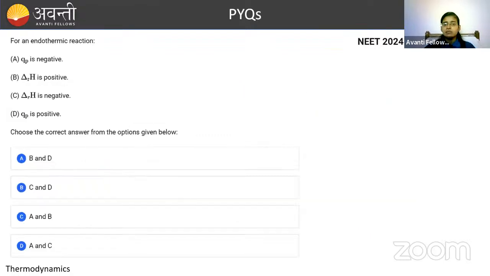For an endothermic reaction, choose the correct answer. What is meant by endothermic? Heat will be absorbed. Heat energy will be absorbed. Okay, so such type of process is called an endothermic process. Now tell me which among the following is correct.